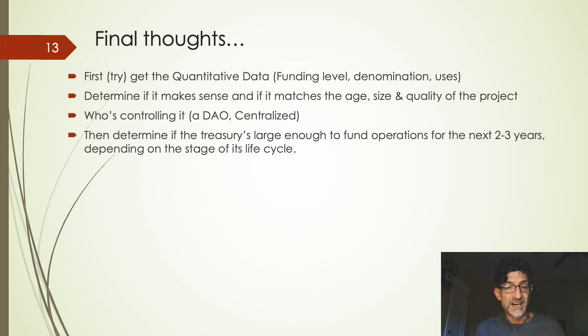spend all the money. Lastly, determine if the treasury is large enough to fund operations for the next 2-3 years, depending on the stage of its life cycle. So I already talked to you about whether it's layer 0, layer 1, or a DApp. And of course, the life cycle is important. If the blockchain is already complete and it's in beta phase or coming out of beta phase, as is Solana, for example, Near, they don't need much money.